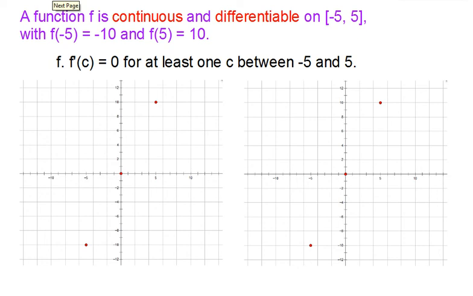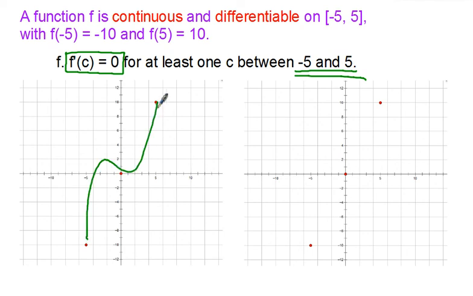Statement F. Do we know for sure that the slope is 0 for some c value? This time they're getting the inputs right, between those 2 values. Well, as we said earlier, that might be true. Maybe there's a horizontal tangent somewhere along the way, or maybe there's not. So the statement is true sometimes.